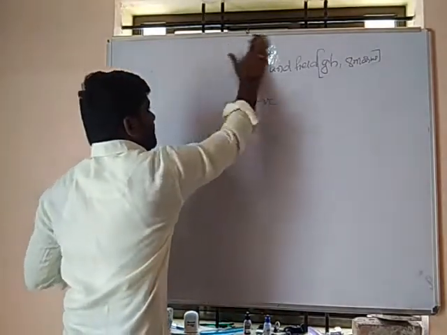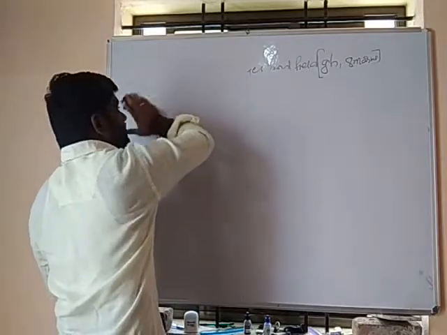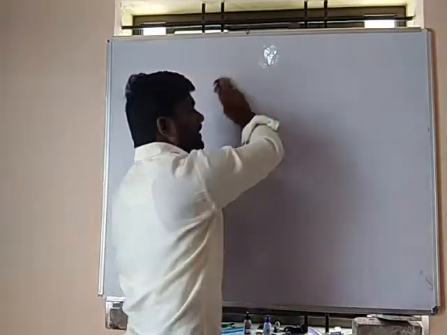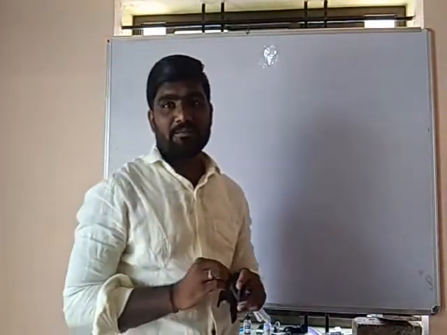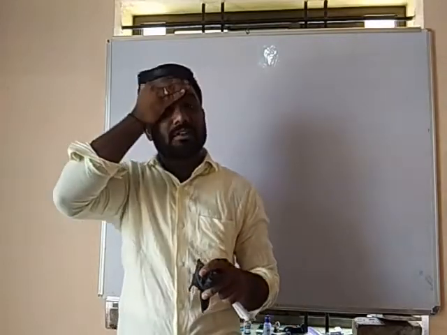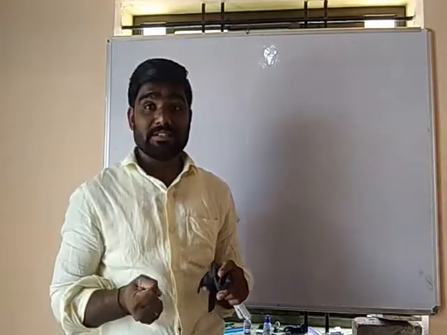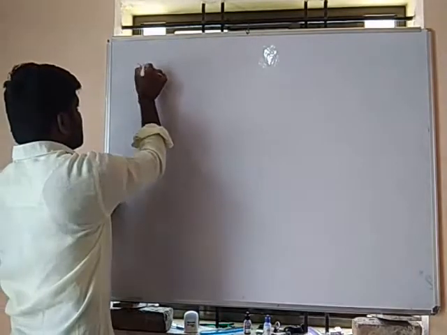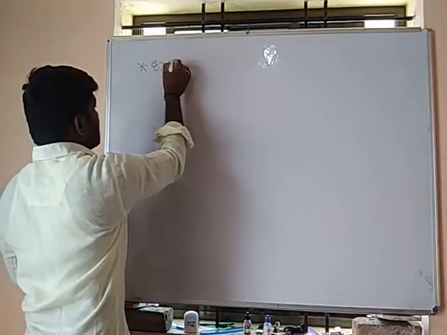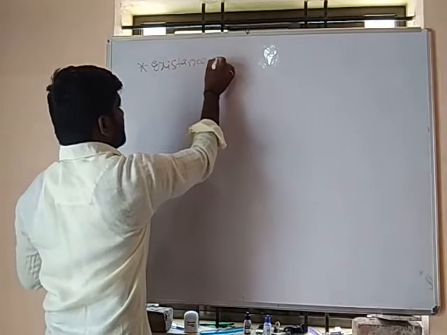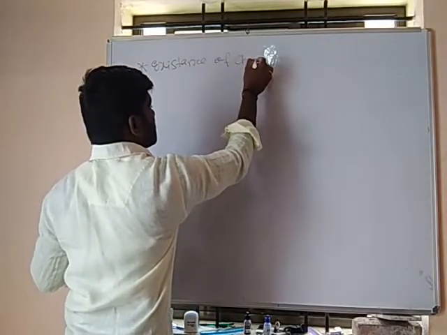So by bare mind itself we told that there are two types of charges. How to conclude this? The existence of charge is very important. So next is the existence of charges.